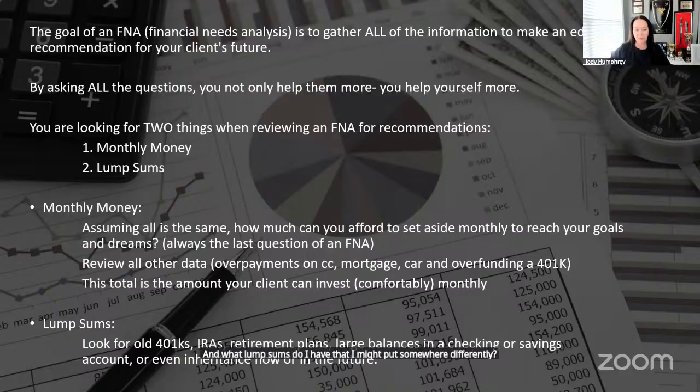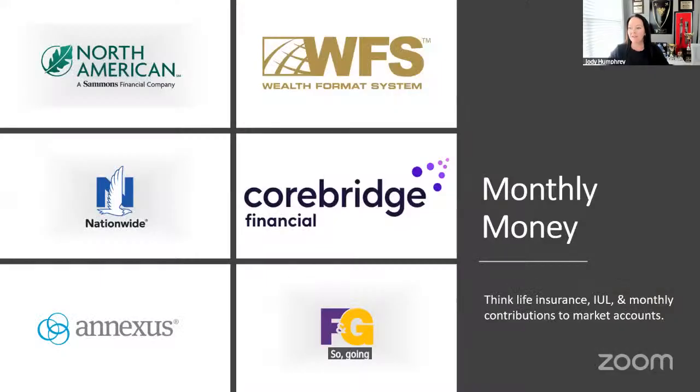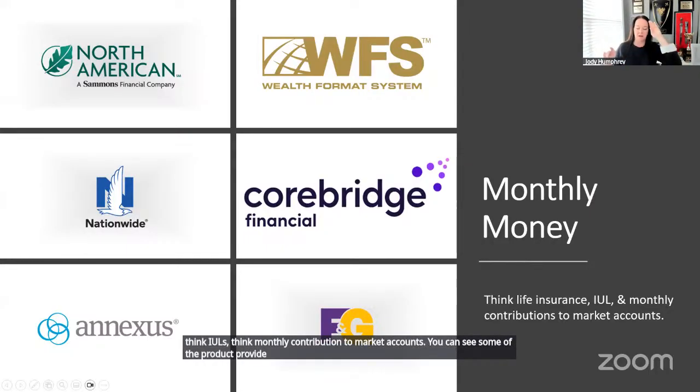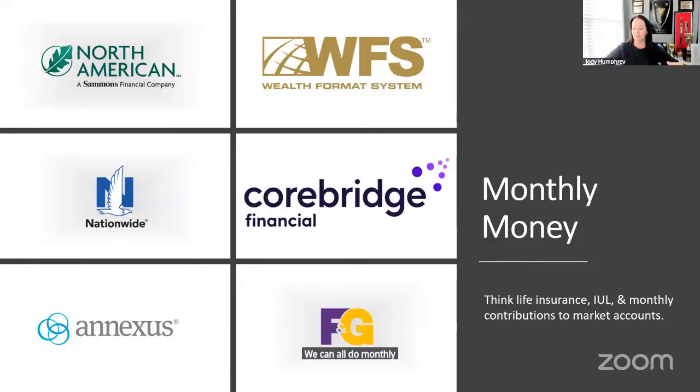So going forward, what do I do with monthly money? Think life insurance, think IULs, think monthly contribution to market accounts. You can see some of the product providers. We have a million product providers. These are just some of them on my presentation from before: North American, Wealth Formation System, Corebridge, Nationwide, Annexus, F&G. We can do monthly money with all of those companies.